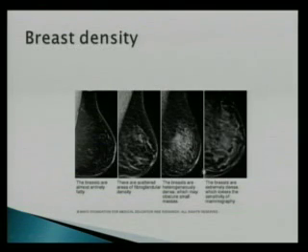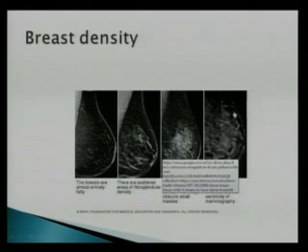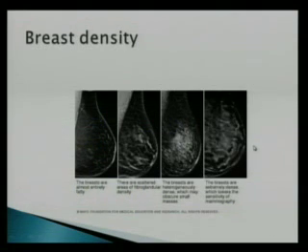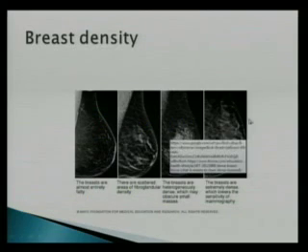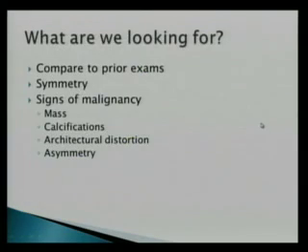But this is just a picture to show you what each one will look like. Obviously as you go up to extremely dense, you're going to get more white tissue, and it's going to be harder to see anything in the breast on just 2 images. It's very challenging. In these patients, you may offer a screening ultrasound.